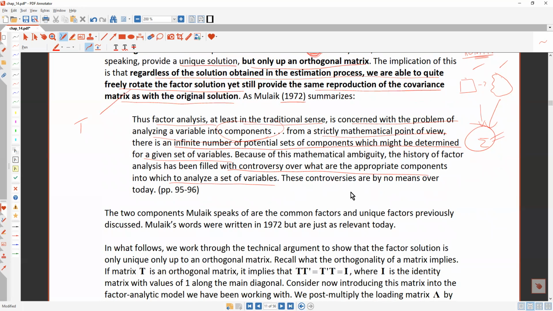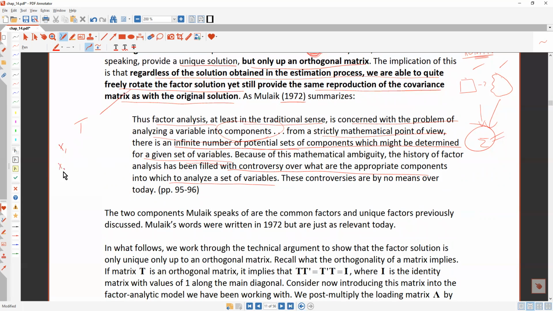Okay, so we're entering the complexities of factor analysis, the main points that you need to understand so that when you do factor analysis, when you hear somebody say, I did a factor analysis, these issues are all underlying the procedure. And when Mulaik says from a mathematical point of view, there are an infinite number of potential sets of components which might be determined for the given set of variables, what is Mulaik talking about?